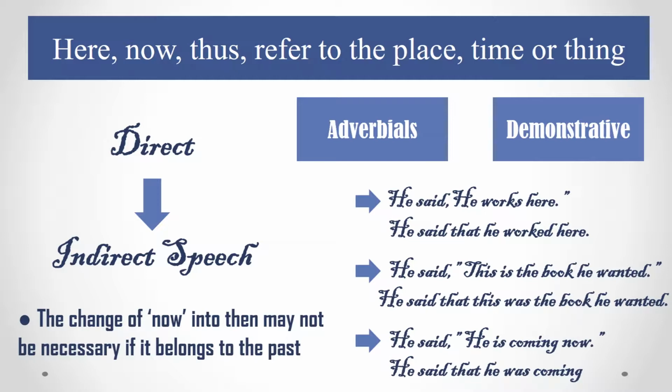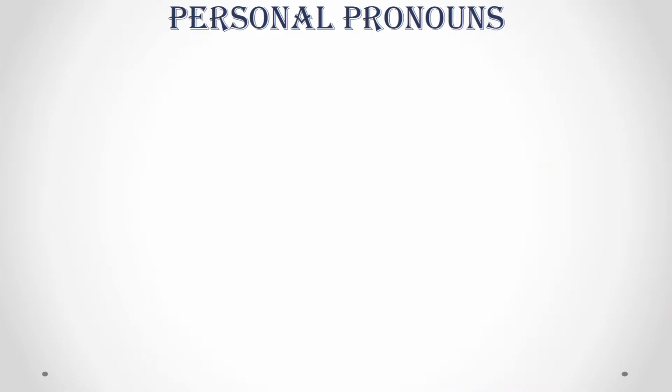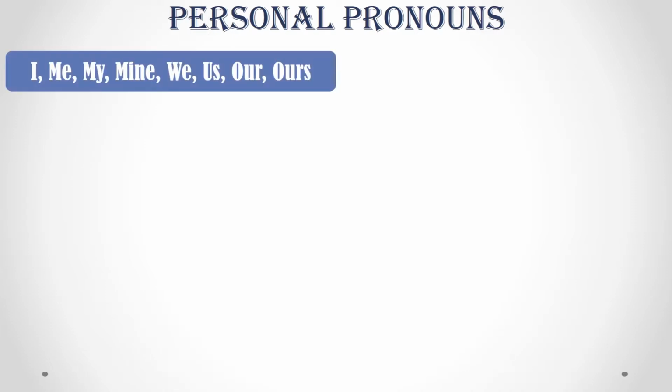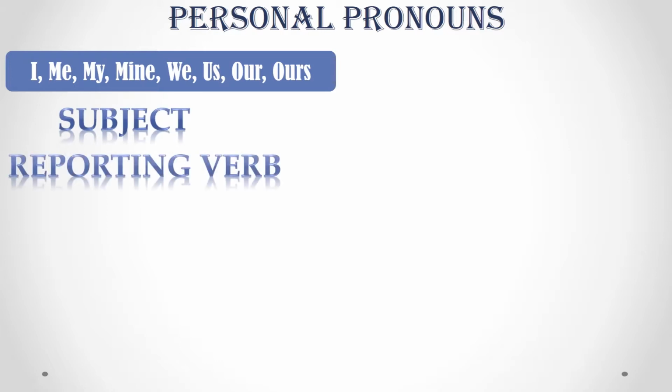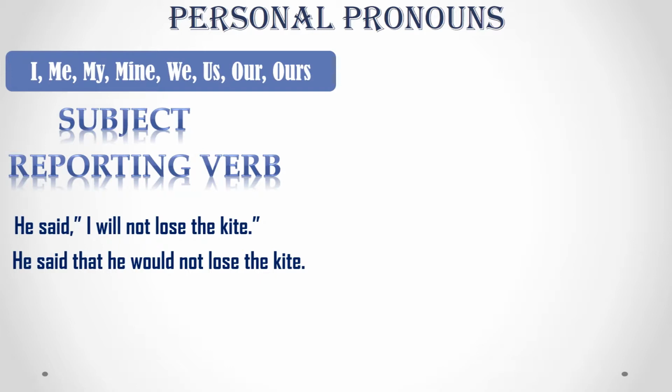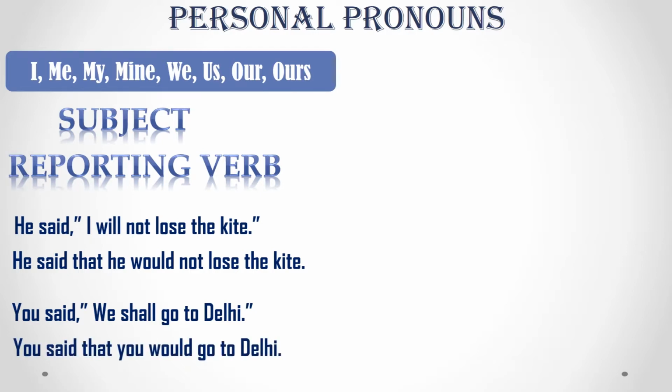Next one is change of personal pronouns. The first person pronouns, that is I, me, mine, we, us, our, ours, in the reported speech are changed according to the subject of the reporting verb. Let's look at an example. He said, "I will not lose the kite." He said that he would not lose the kite. You said, "We shall go to Delhi." You said that we would go to Delhi.